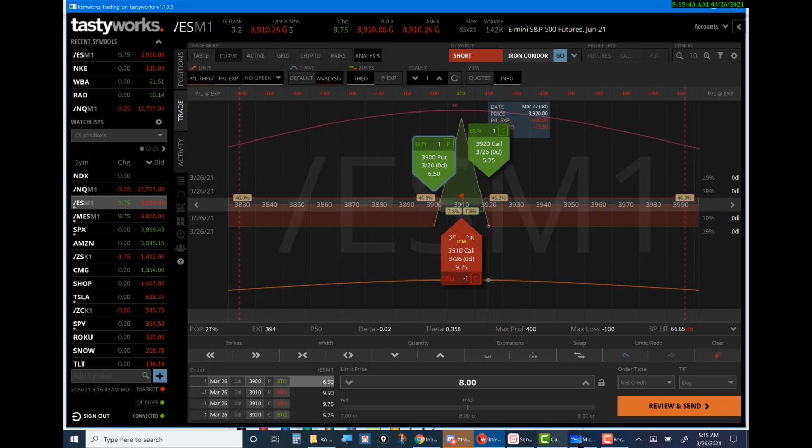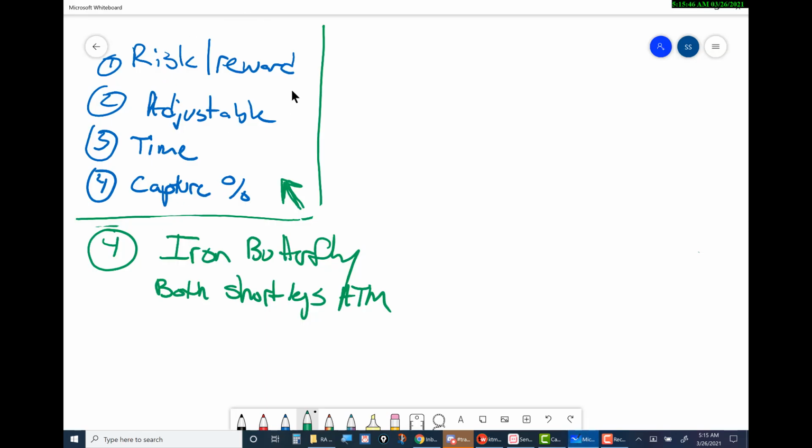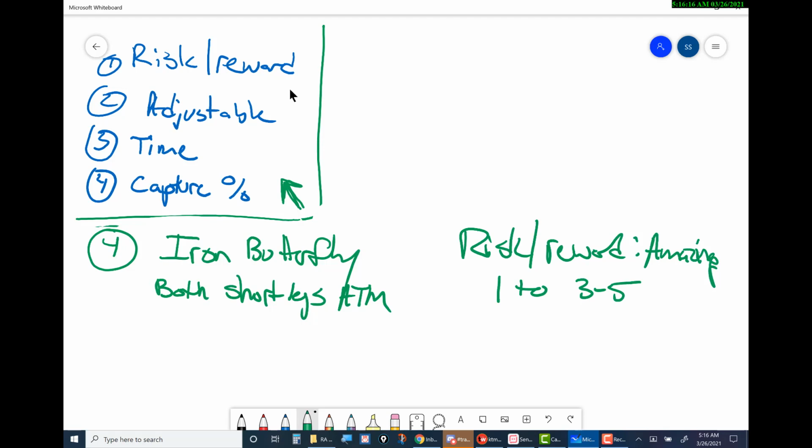Okay, so what does that look like in terms of all of the metrics that we look at on a trade? Well, again, the iron butterfly, the risk reward is amazing. It is very tough to blow up an account using iron butterflies because the risk reward is just amazing. Again, we're looking at something like a 1 to maybe a 3 to 5 risk reward ratio. Risk $1 to make $3, $4, maybe even $5 back. Okay, so risk reward ratio on an iron butterfly is amazing. Very poor adjustability.